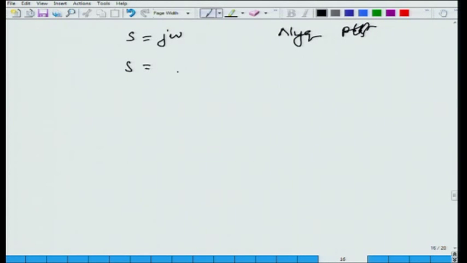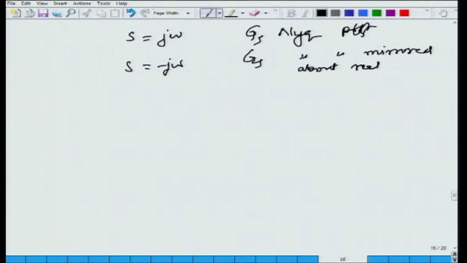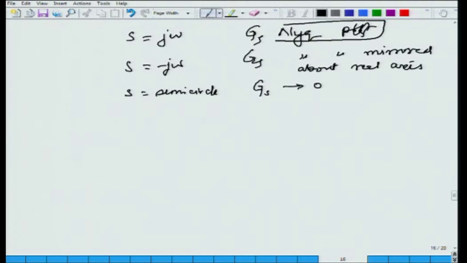On s equal to j omega, G(s) is essentially the Nyquist plot. On s equal to minus j omega, G(s) is the Nyquist plot mirrored about the real axis, and on the s equal to semicircle, usually what will happen is G(s) maps to 0. So, you can see that for most realistic systems, just the Nyquist plot contains all the information.